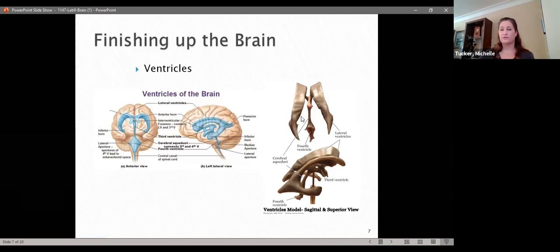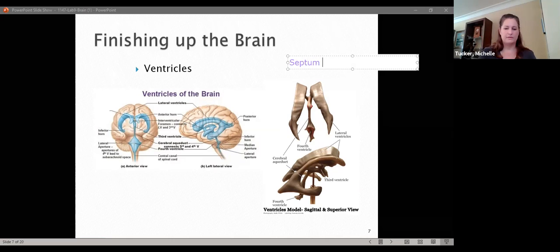There are 4 ventricles. The right and left lateral ventricle are considered 1 and 2, and they are directly underneath the corpus callosum. They are separated by a membrane called the septum pellucidum. So that's the membrane that separates the 2 lateral ventricles.